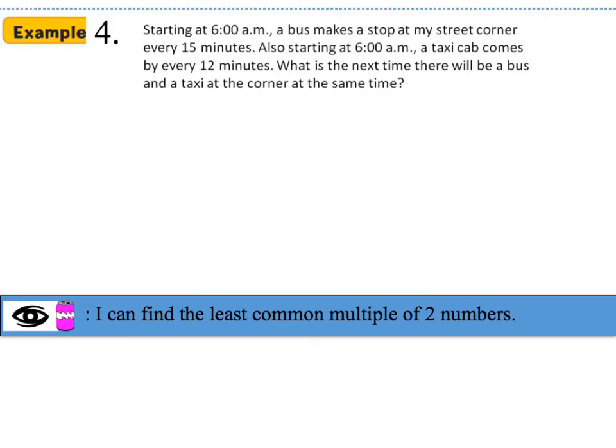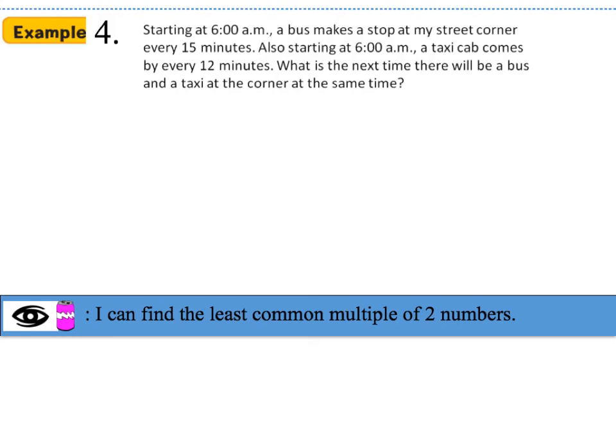So for example 4, another word problem says, starting at 6 a.m., a bus makes a stop at my street corner every 15 minutes. Also starting at 6 a.m., a taxi comes around every 12 minutes. What is the next time there will be a bus and a taxi at the corner at the same time? So on this problem, I'm taking a look at some keywords, and I can't find anything that says less than, least, smallest.